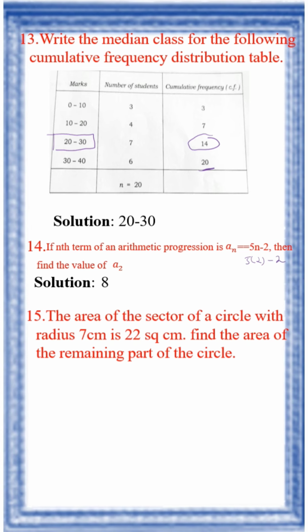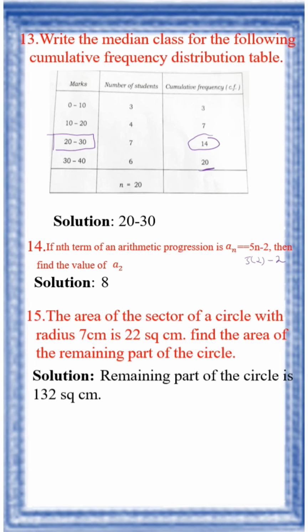The area of the sector of a circle with radius 7 is 22 square centimeter. Find the area of the remaining part of the circle. The remaining part of the circle is 132 square centimeter. Because the area of the circle we can find out, that is pi r square. Pi is 22 by 7, r is 7 into 7. How much is it?